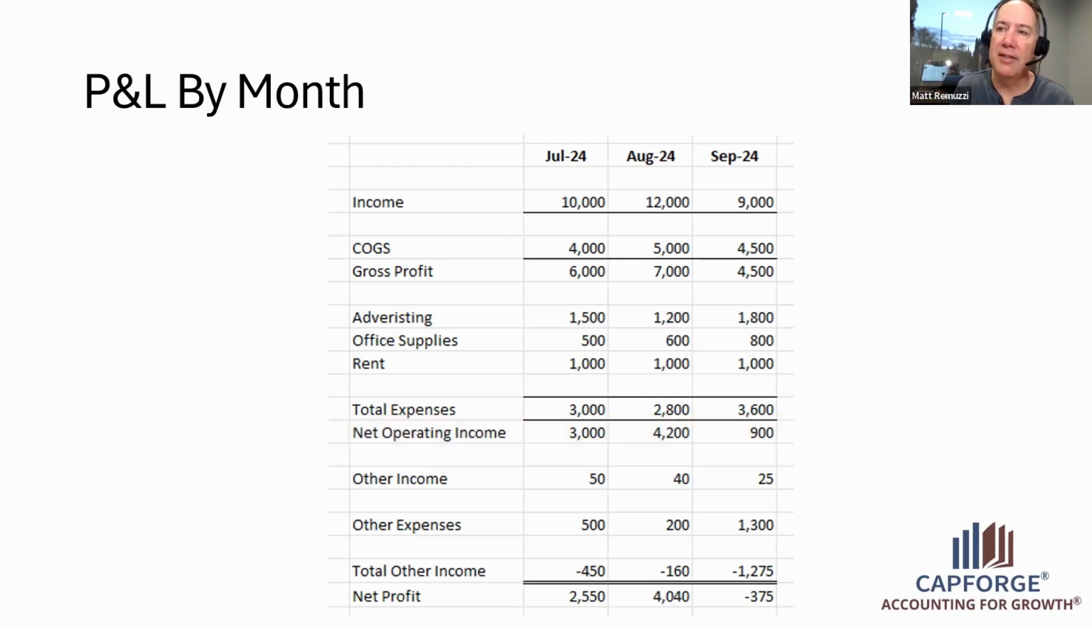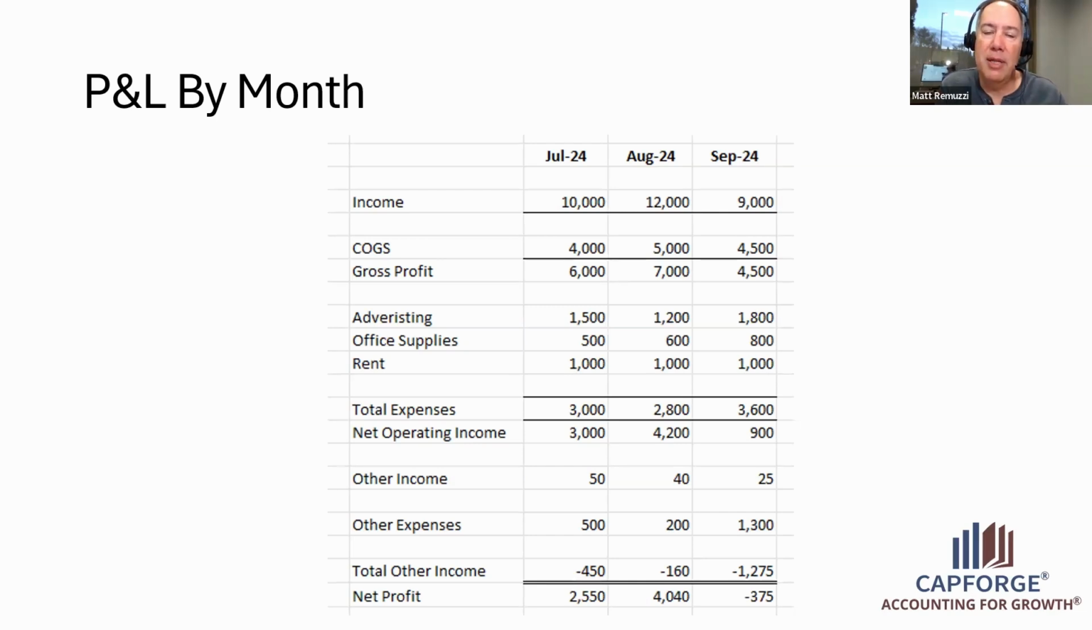So by looking at these results, apples to apples, month to month, you can start to see how the business is performing and which parts you need to pay more attention to. So in this business, I would definitely look at cost of goods sold, trying to understand why, if it was 40% in July and a little bit similar in August, all of a sudden in September it was 50%, right? Half of 9,000 is 4,500. So my cost of goods sold went from 40% in July to 50% in September.